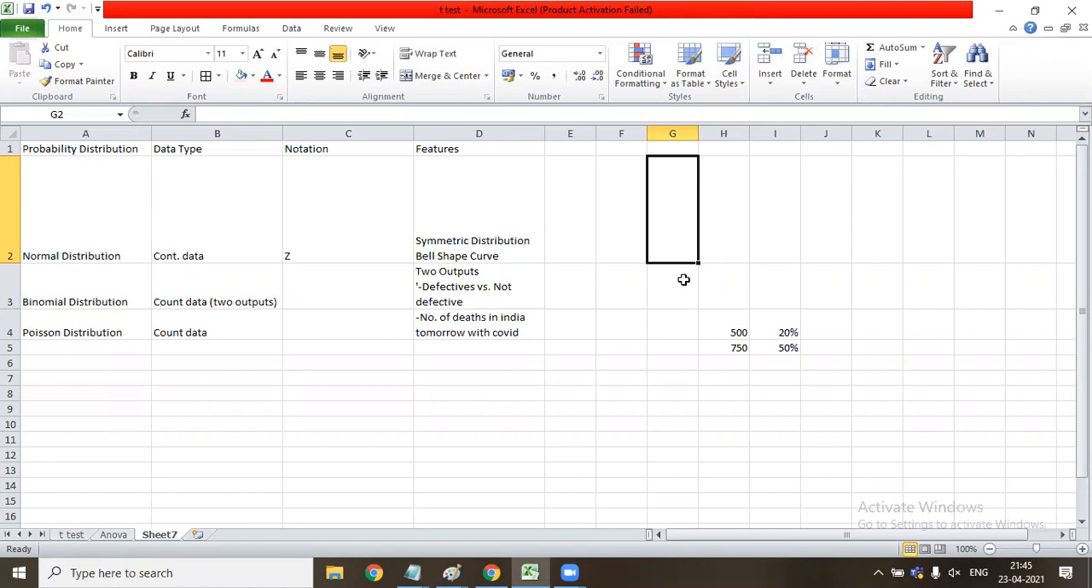Now second is binomial distribution. Binomial, let's say for example, we have data. So we have a room full of balls, say Costco tennis balls.